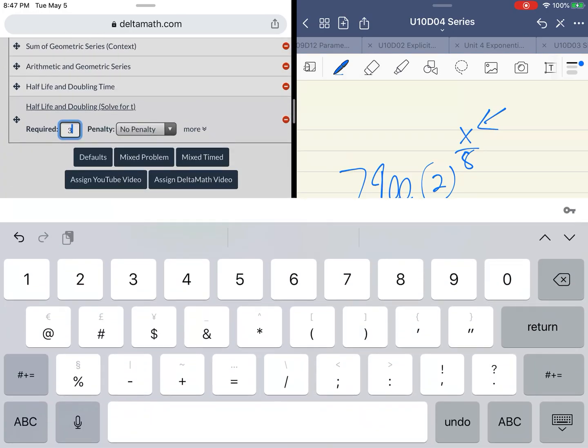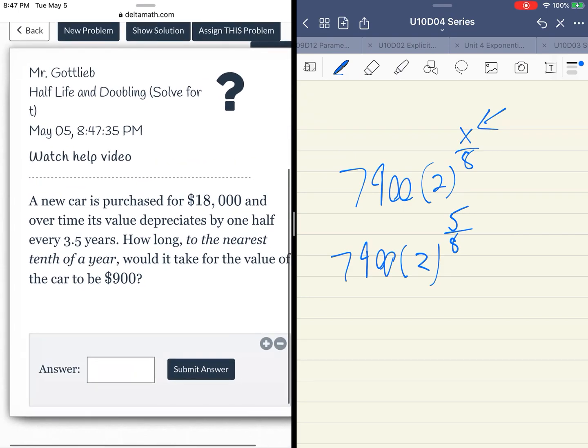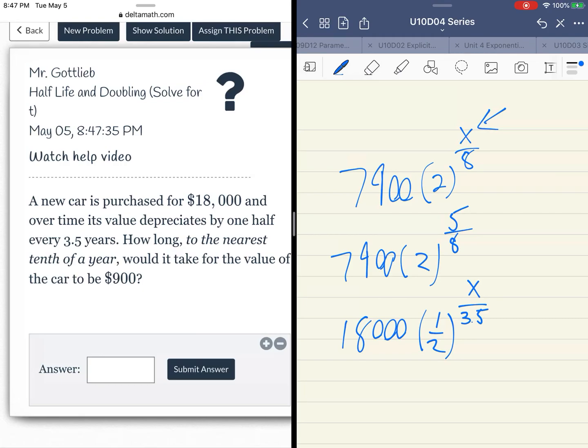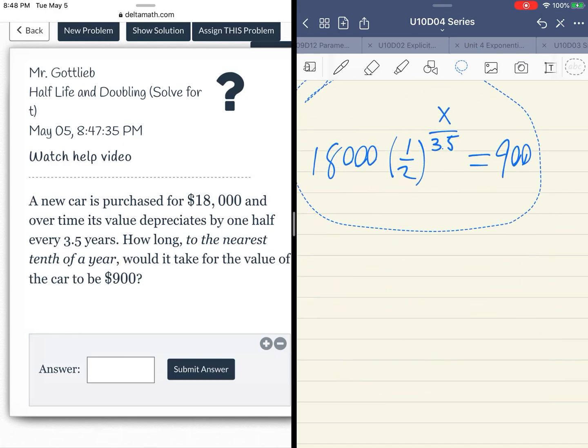And then the last problem type is the same thing, but solving for the number of years. In this case, it says a new car was purchased for $18,000, and its value depreciates by a half, meaning multiplies by a half, every 3.5 years. So every 3.5 years, it would lose that much value. The question is how long until it makes it to $900. To do this, we would just have to use a logarithm. So I'm just going to erase the previous problem, and I'll go over this one.